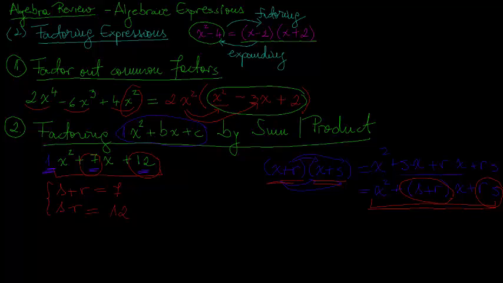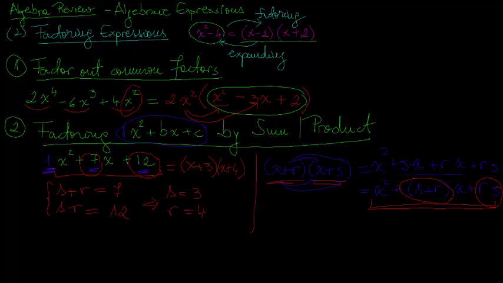So now we try to think of two numbers that multiply to give me 12 and add up to 7. Well, this is easy. We can of course think of two such numbers, namely 3 plus 4 gives us 7 and 3 times 4 gives us 12. So this expression can now be factored into x plus 3, x plus 4.